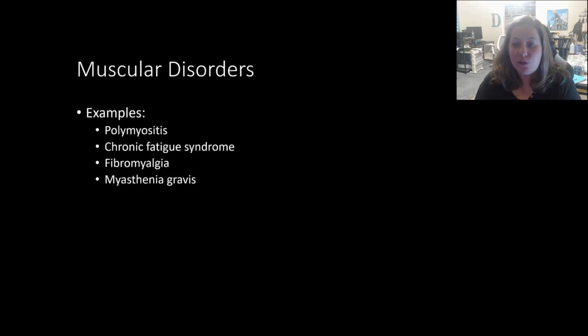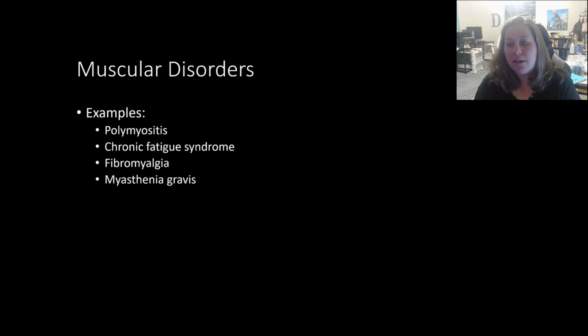We can also have chronic fatigue syndrome. This is a disorder characterized by disabling fatigue, but it is also accompanied by a lot of times complaints that include muscle and joint pain as well as headaches. And so this is why it's kind of classified here.